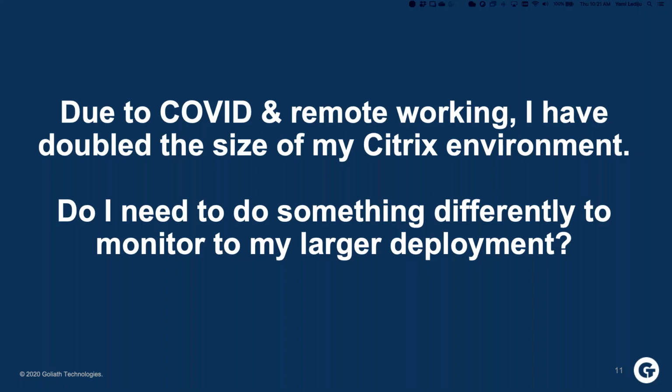But now that everyone's on their second round of lockdowns in most countries, and we don't see an end in the foreseeable future, and we think the way of working has changed, we're seeing a lot of organizations have almost overnight doubled the size of their Citrix environment, right? From the backend infrastructure, the hypervisor host layer, all the way through all the other components. And a question that I think you're getting quite a bit, Alex, is, how do they need to do something different now to monitor and support this larger environment, right?